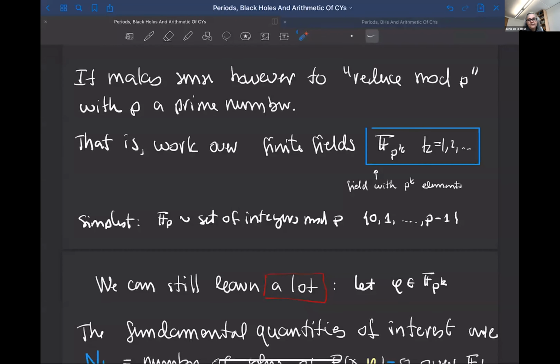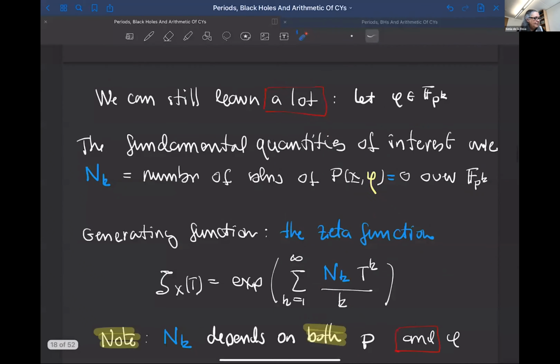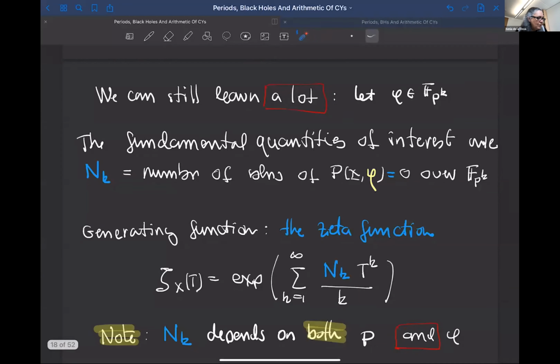So finite fields are just like the fields that we know well, like the rationals, the reals, or the complex numbers, except that they are finite. They have a finite number of elements. And the simplest, of course, is Fp, where k is 1. So you can think of Fp as the set of integers mod p. And one can still learn a lot. So let's suppose that phi takes values in a finite field.